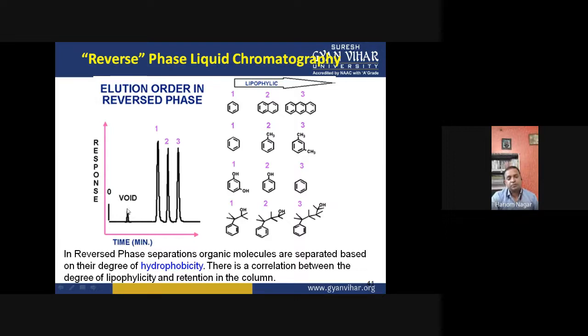And this peak that appeared in this chromatogram is for non-retained species. What do you mean by the non-retained species? It is actually the mobile phase or the solvents, right? And here this coordinate is the response, I mean the intensity of the signals or the peaks.